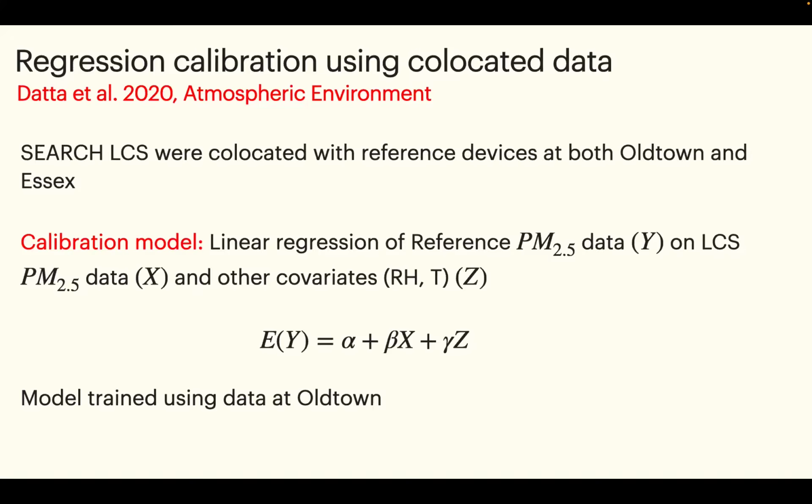The advantage of this is that once you estimate these parameters from the co-located data, then at any location where you only have the low-cost sensor data, you can just plug in the estimated values of these parameters and predict the reference data. This model was trained using data at Old Town, which was the site of the reference data at that time point.